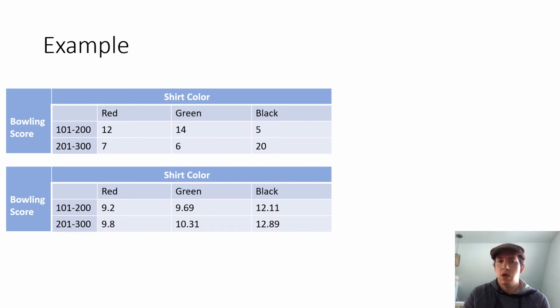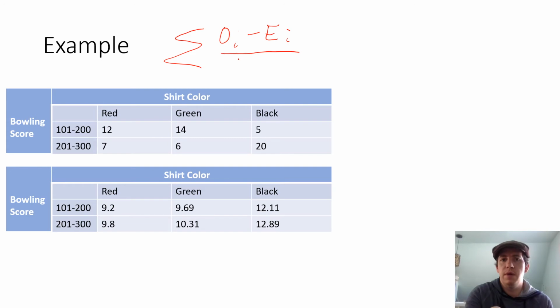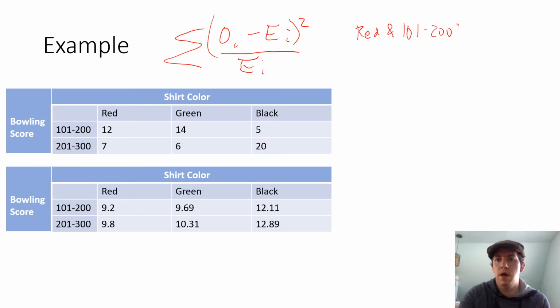So here's an example. I want to add these all up. And what am I adding up? Remember, I'm going to be taking the sum of the observed minus the expected, then divide by the expected, and I'm squaring that top. I'm going to add all those up, so I need to do it for each spot. So for the 12 to the 9.2, this is for red, and 101 to 200. Let's do that one and see what happens.